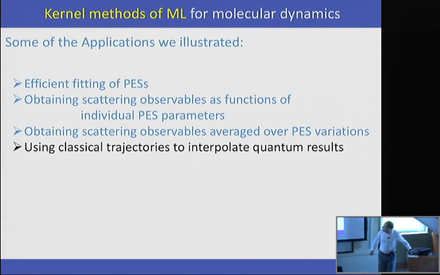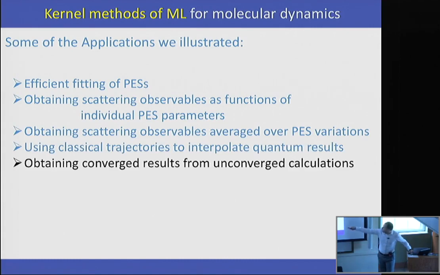Okay, a bunch of other applications. One of the biggest questions we've been thinking about is what is the effect of the inaccuracies of the potential energy surface calculations on the dynamical observables. Using this methodology, you can obtain scattering observables averaged over potential energy surfaces within their uncertainty. You can actually use this approach to put error bars on the dynamical calculations in a meaningful way. And I'll say more about what I mean by that if you ask me during the panel discussion.